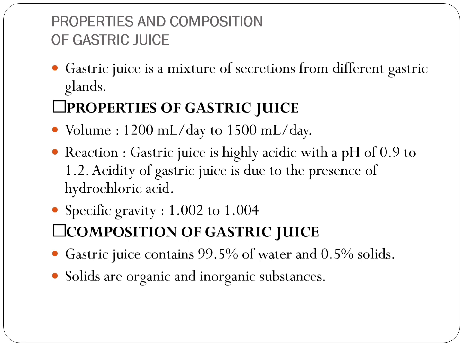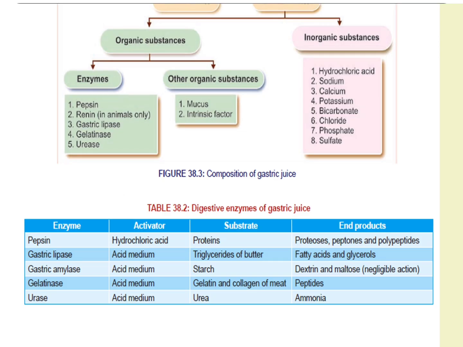The next, composition of gastric juice. Gastric juice contains 99.5% water and the remaining 0.5% solids. The solids are organic and inorganic substances. Organic substances include enzymes and other organic substances. Enzymes are pepsin, renin, gastric lipase, gelatinase, urease. Other organic substances are mucus and intrinsic factor. Then inorganic substances: hydrochloric acid, sodium, calcium, potassium, bicarbonate, chloride, phosphate, sulfate.